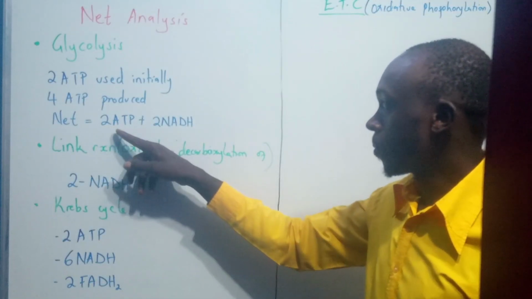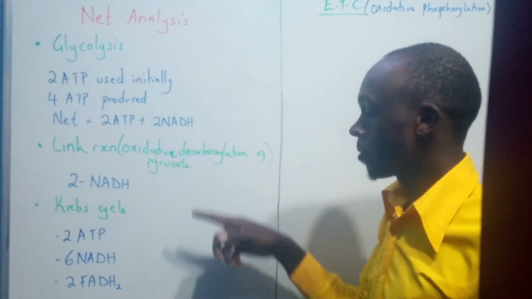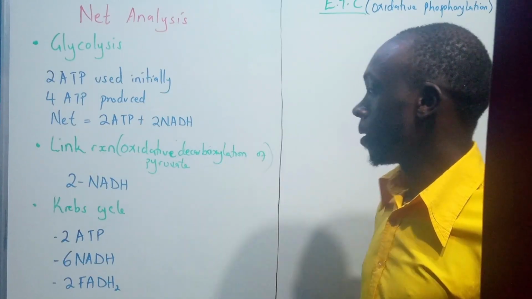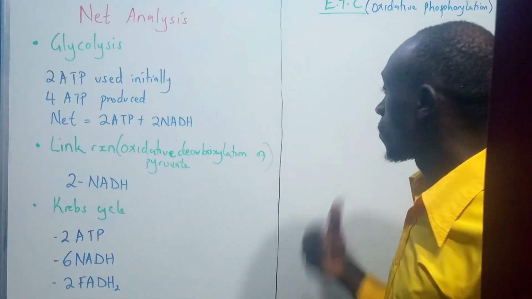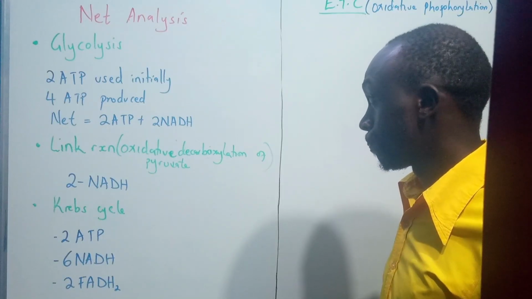So when 2 ATP molecules are produced, again we have 2 reduced NAD molecules being formed. I have told you that these reduced NAD molecules, we are going to later on see them in the electron transport chain, helping us to generate ATP.